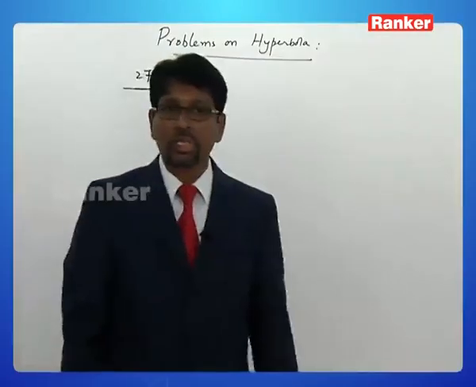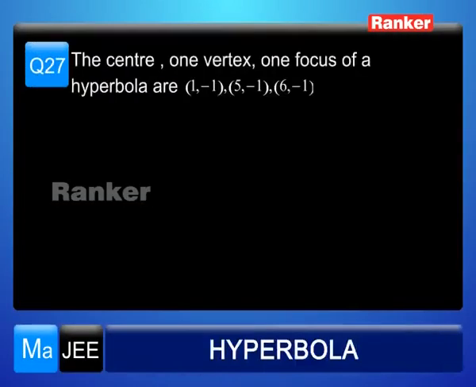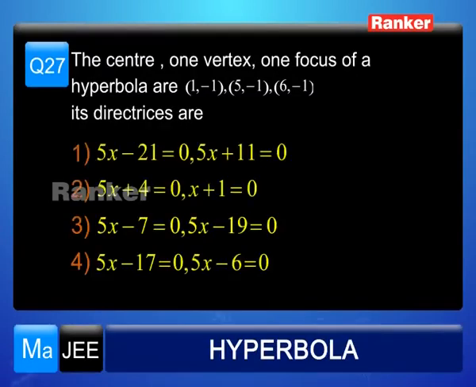Let's move to the next question. Question number 27. The center, one vertex and one focus of the hyperbola are (1, -1), (5, -1) and (6, -1).